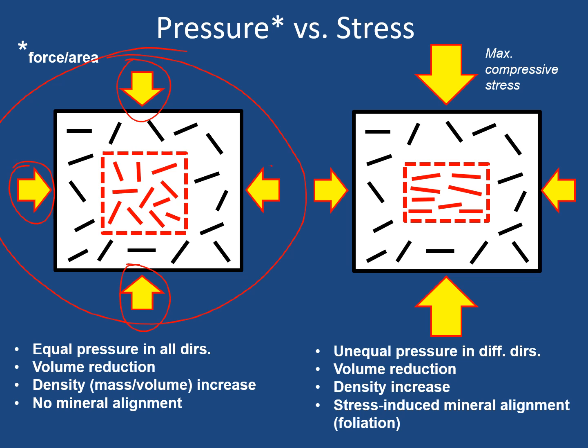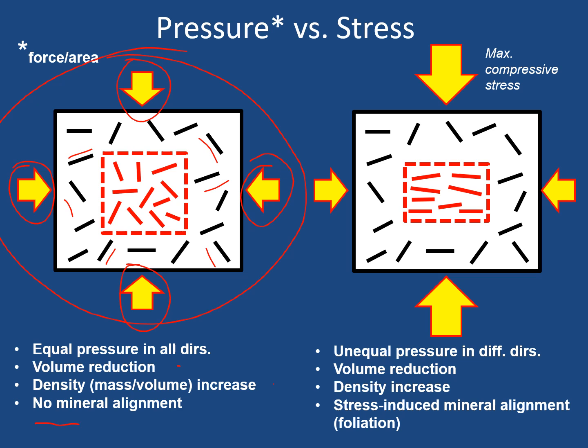Now at first, maybe we have a rock like granite, for example. So the minerals in the rock, represented by these black bars, aren't aligned. They're just randomly oriented. You can probably appreciate if we squeeze the rock equally in all directions, certainly the volume will be reduced and the density, that is the mass to volume ratio, will increase.